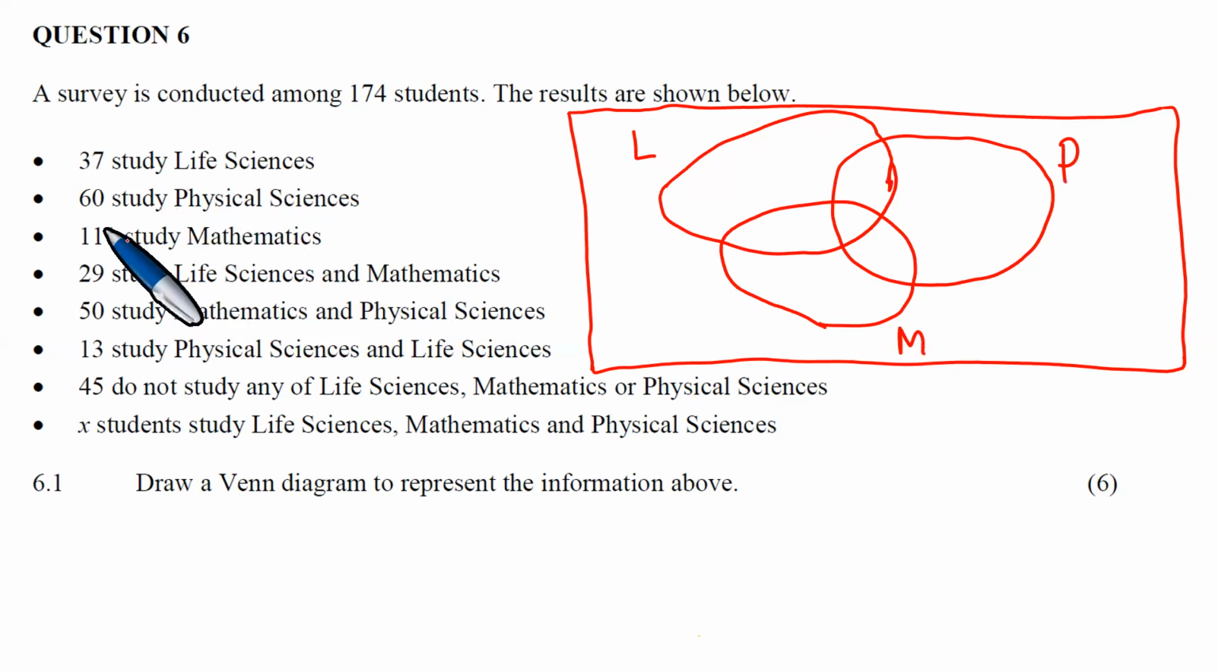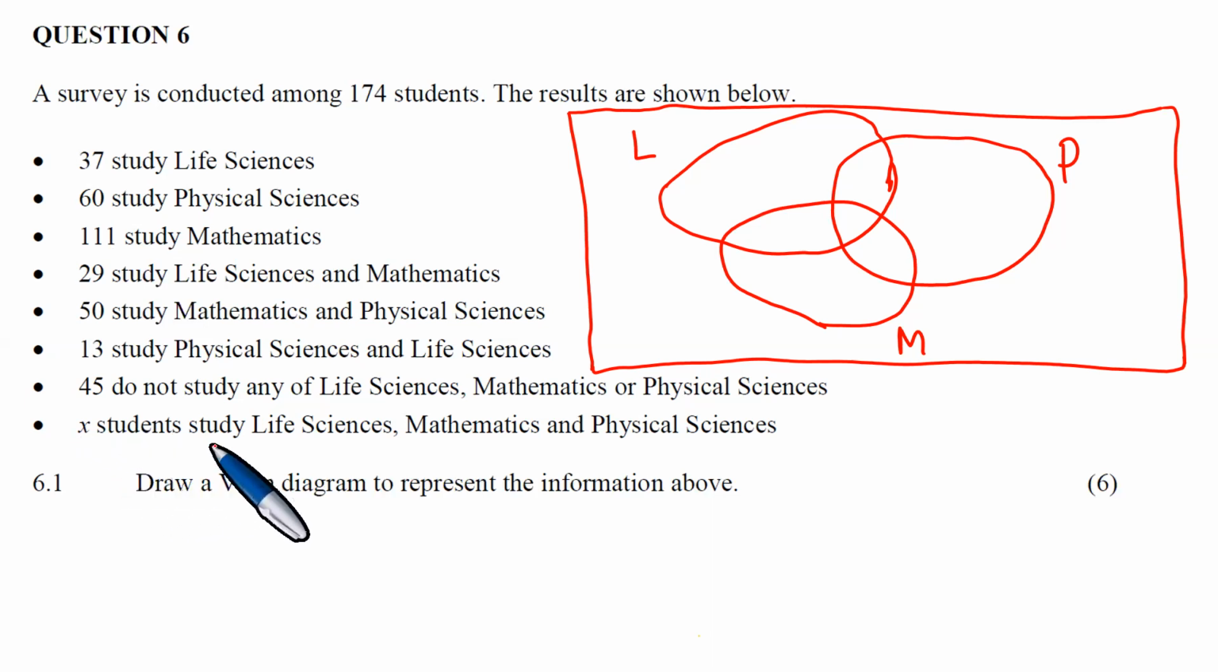37 study life sciences, 60 study physical sciences, 111 study mathematics. 29 study life sciences and math. 50 study mathematics and physical sciences. 13 study physical sciences and life sciences. 45 do not study any life sciences, mathematics, or physical sciences.